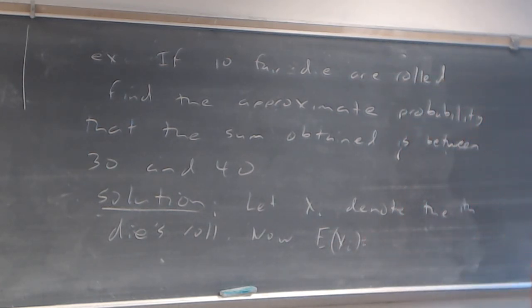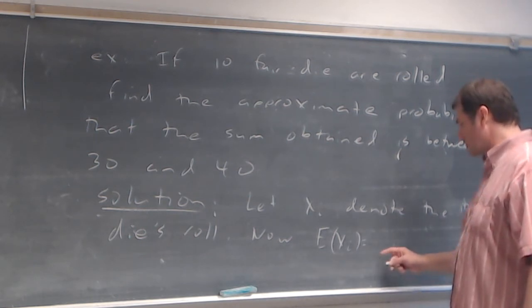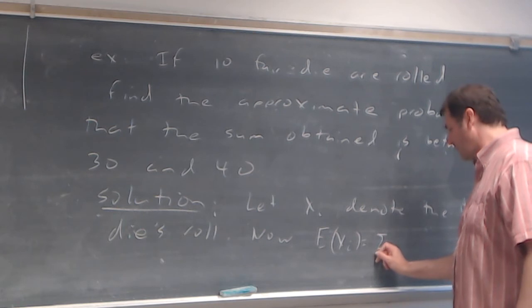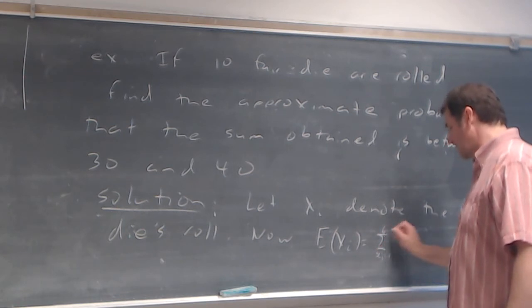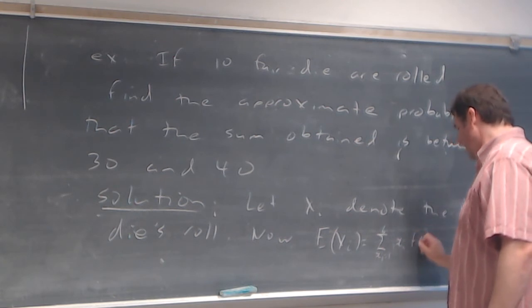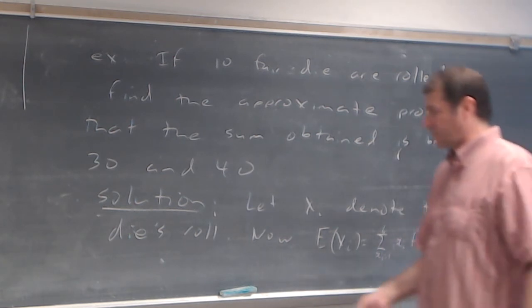Because this is a discrete random variable, we can just make one die roll here. And the answer would be the sum of the output values. The output values would run from 1 to 6 of x sub i times f of x sub i, where f of x sub i is the probability of getting that die roll.